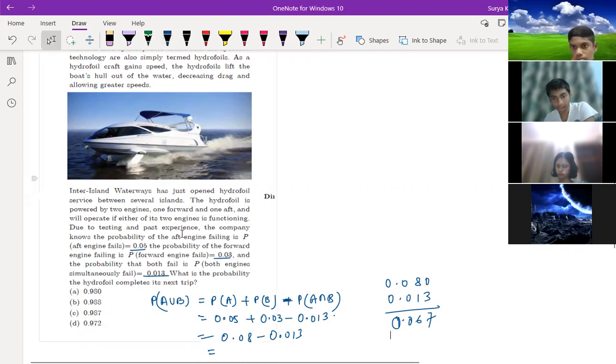Here it is saying, from experience the company knows the probability that the aft engine fails is 0.05. The probability of the forward engine failing is 0.03, and both fail, meaning A intersection B, is 0.013. The hydrofoil completes its trip. What to do? Simple, you should only subtract this one. That's it. Means 1 minus 0.013. I am saying this because the boat will not stop if either of its engines stops, so it will only stop if both stop.